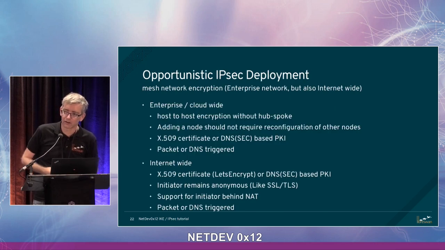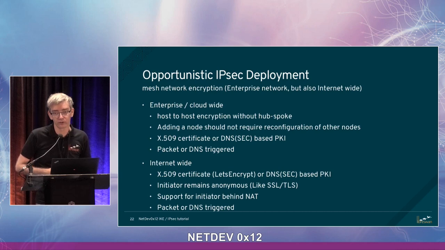What we really liked about the original FreeS/WAN project, that's now the Libreswan project, is opportunistic IPsec. We had this goal of encrypting the entire internet with IPsec so that we wouldn't run into all this plain text everywhere. But of course, it's also useful for the enterprise network. You want to do mesh network encryption, especially after the whole Snowden debacles, where it turns out your MPLS connections, even though they're private and should be secure, people have access to them.